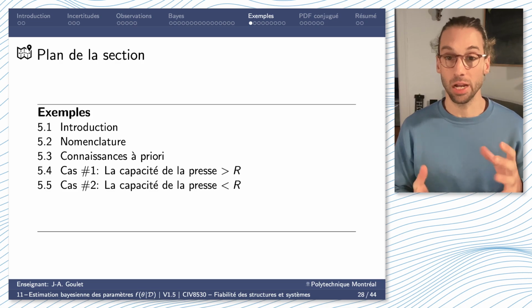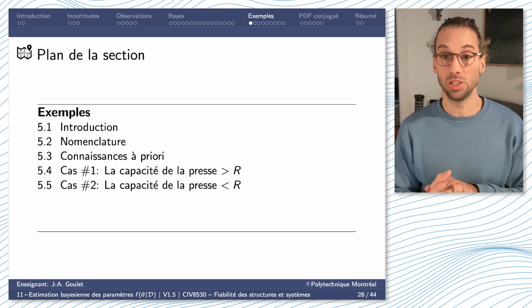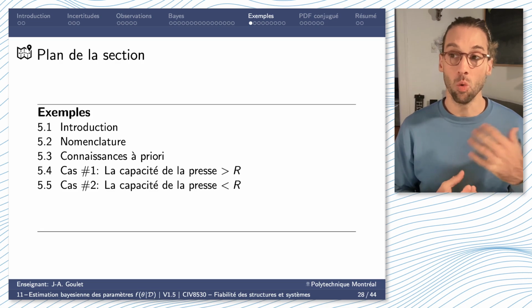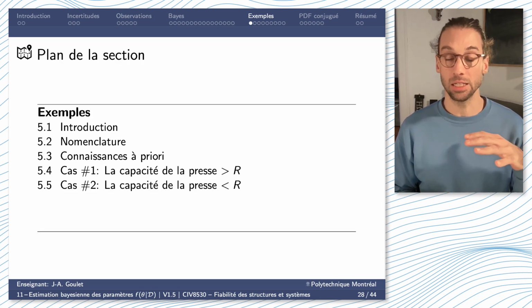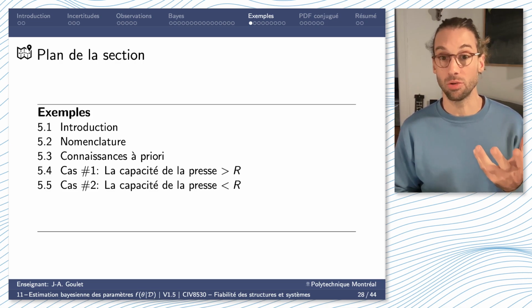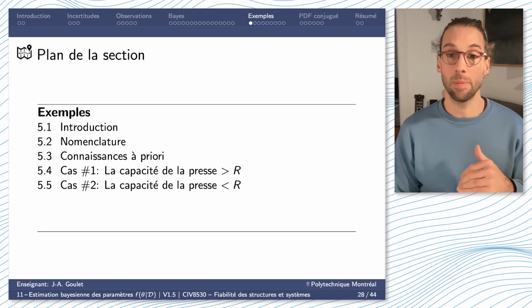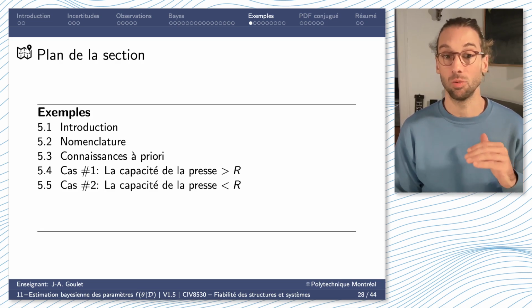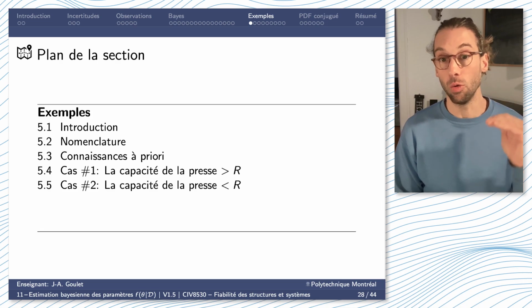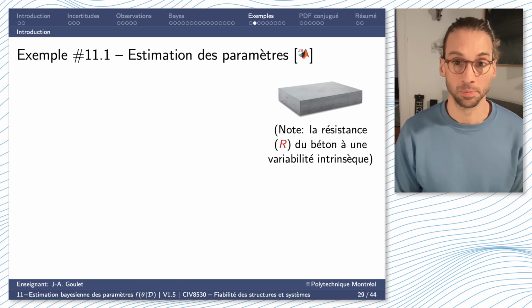A case where we're trying to characterize the resistance of a concrete sample. What if we're using a press that has a capacity that is higher than the resistance of the concrete cylinder we're trying to characterize, or when the capacity is lesser? So we're going to add, in this case, a lower bound on the resistance of our sample.